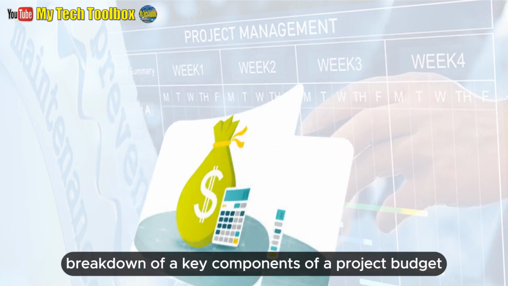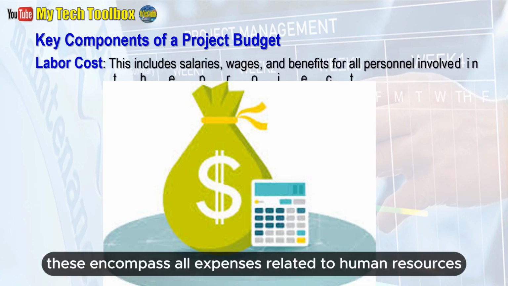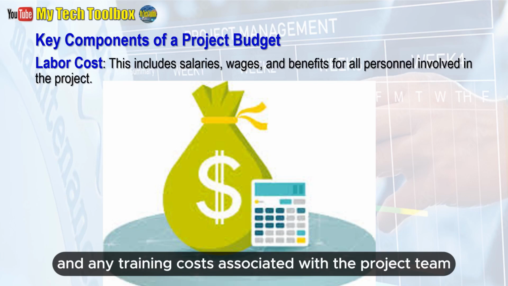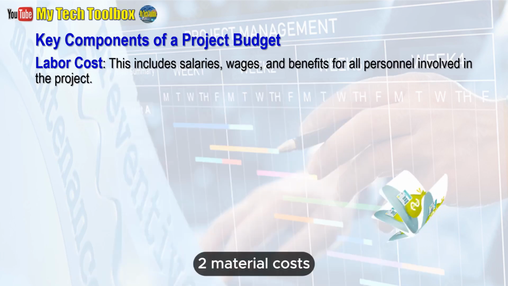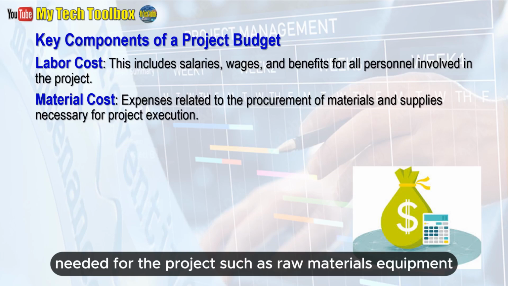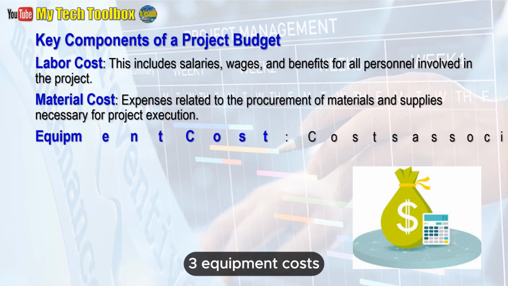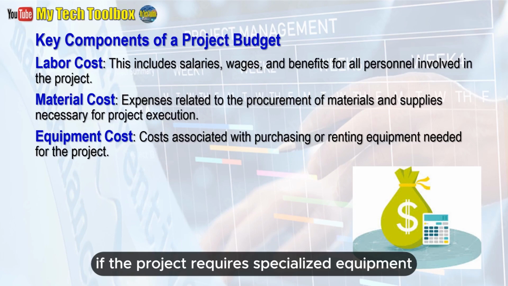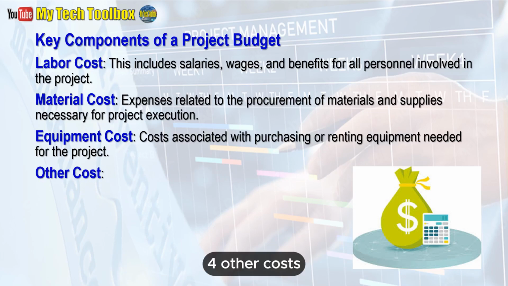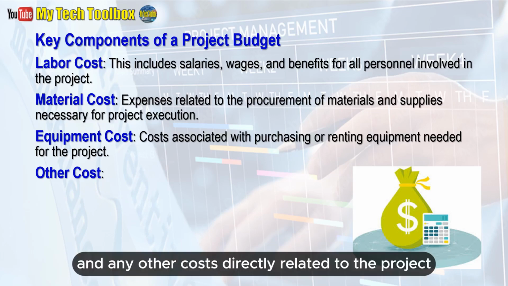Here's a more detailed breakdown of key components of a project budget. 1. Labor costs. These encompass all expenses related to human resources, including salaries, wages, benefits, and any training costs associated with the project team. 2. Material costs. This includes the cost of all materials needed for the project, such as raw materials, equipment, software, and even office supplies. 3. Equipment costs. If the project requires specialized equipment, the cost of renting or purchasing it should be included in the budget. 4. Other costs. This category can include travel expenses, training costs, and any other costs directly related to the project.